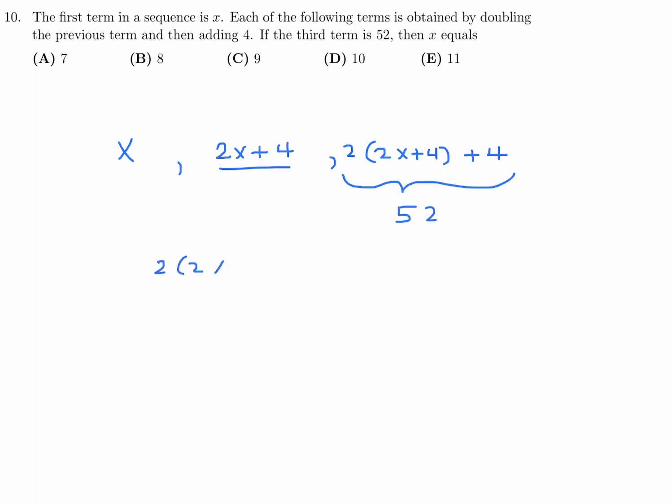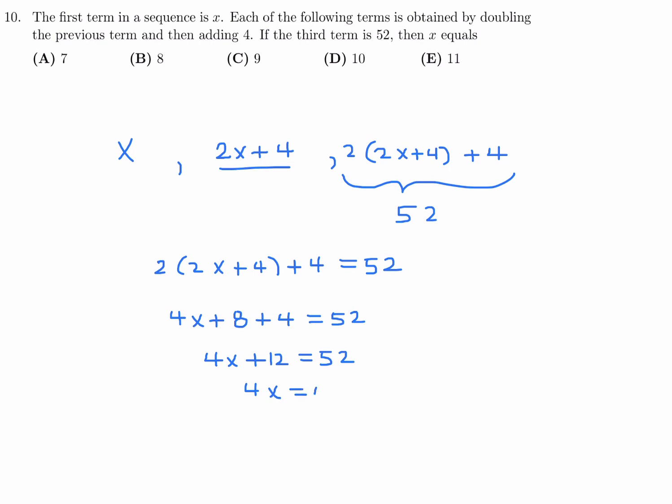So 2 times (2x plus 4) plus 4 is equal to 52. So I've got 4x plus 8 plus 4 is equal to 52. Therefore, 4x plus 12 is equal to 52. 4x is therefore equal to 40, and x is equal to 10. So number 10, the answer is 10, and that is choice D.